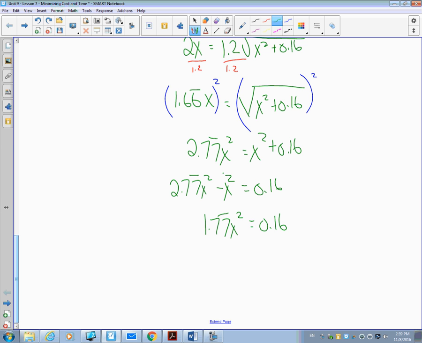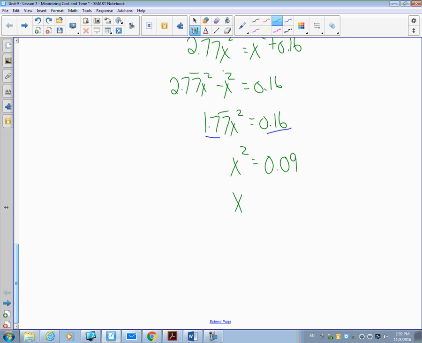Divide both sides by that 1.77 piece, and we'll end up with x squared equals 0.09. And if I square root that, x equals 0.3.